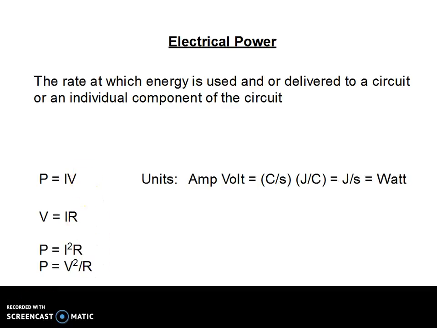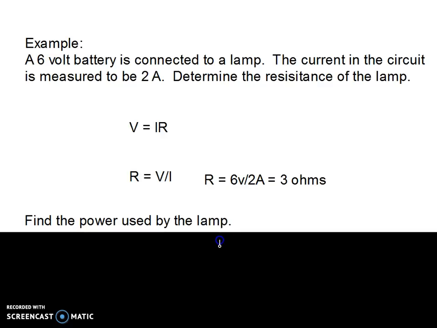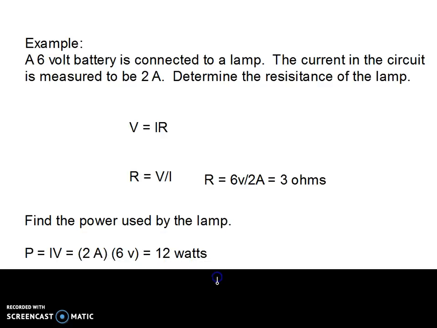So these two equations are not on the equation sheet, but you should know how to derive them by combining these two equations. So if we go back to the prior example, and in addition to determining the resistance of the lamp, if we wanted to know what the power used by the lamp is, we could simply use the equation for power. Since I know I and V, those two pieces were given, 2 amps times 6 volts would be 12 watts. So that means that this lamp uses 12 joules of energy every second.